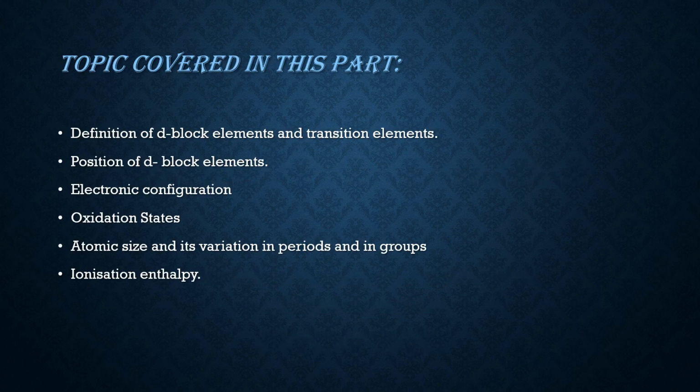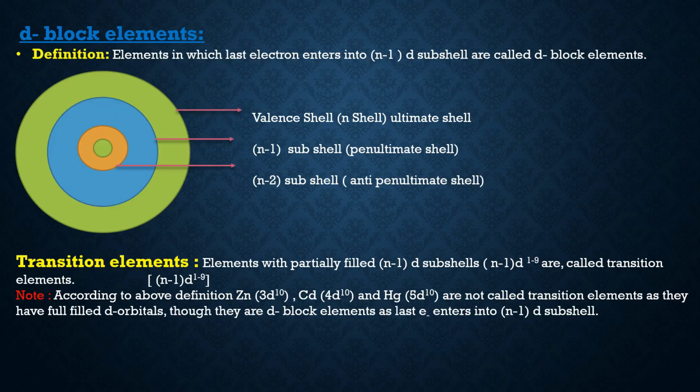The topics covered in this part are the definition of D block elements and transition elements, position of D block elements in the periodic table, electronic configuration of D block elements, their oxidation states, and their atomic size and its variation in a period and in a group, and their ionization enthalpy. So let us start D block elements with their definition.